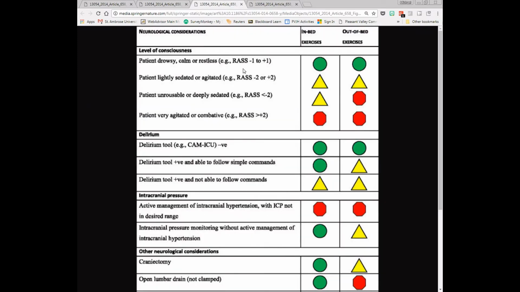The neurological conditions, again, our RASS is right where we want it to be. Delirium was negative, so that's a good sign. No intracranial pressure monitoring and no open drain or any other kind of neurological issues.